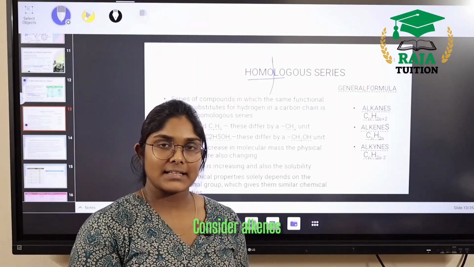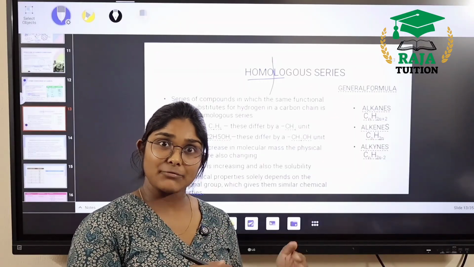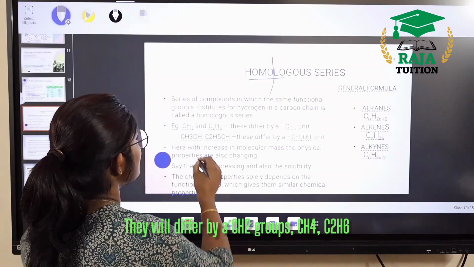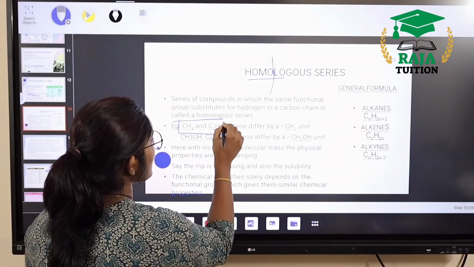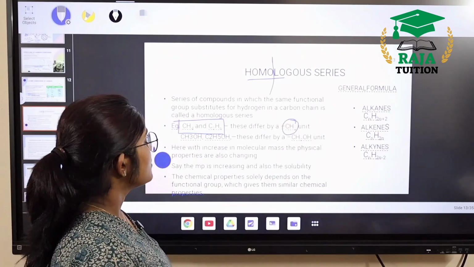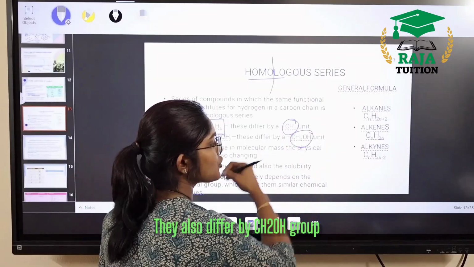Consider alkanes: CH4, C2H6, and so on. They differ by a CH2 group, CH4, C2H6. They are differed by a unit of CH2. So consider these two compounds. They also differ by a CH2OH group.